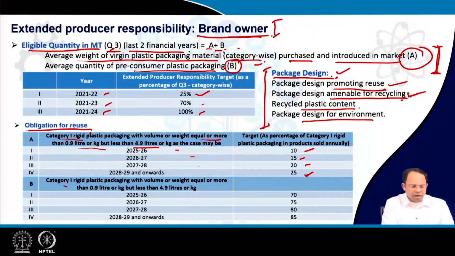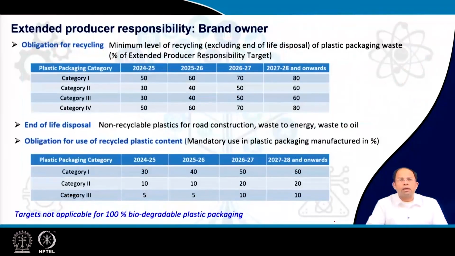Similarly, for category 1 rigid, which is equal to or more than 0.9 liter or kg, but less than 0.4 liters or kg. In that case, the values are a little bit different. It should be 70%, 75%, 80%, and finally 85%. So these are the 2 categories of plastic.